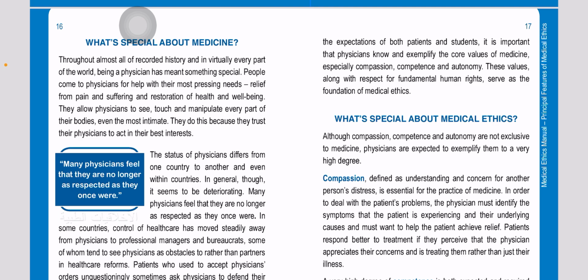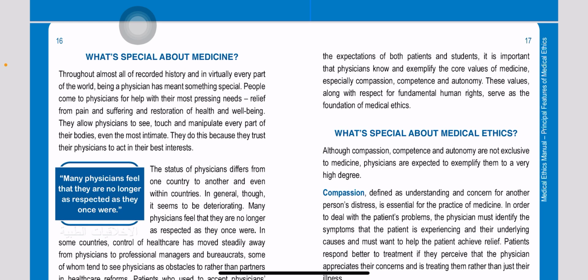A disease is not just physical. Even if a chronic disease is incurable, say for example cancer or other incurable diseases, it is not the treatment that matters anymore, but the comforting words of the physician that the patient will not forget. They allow physicians to see, touch, and manipulate every part of their bodies, even the most intimate.